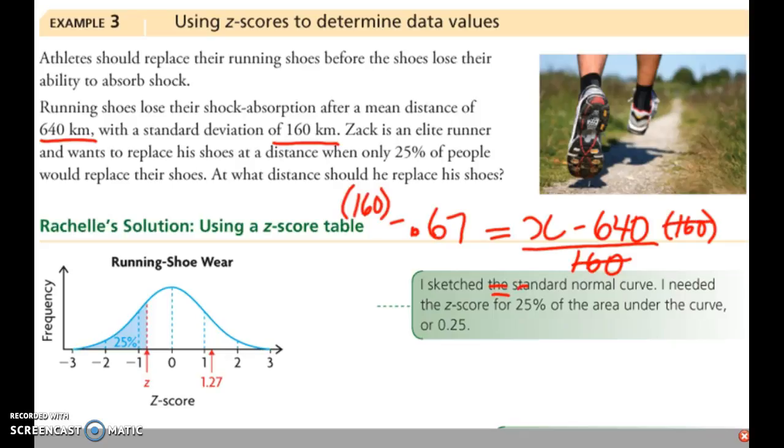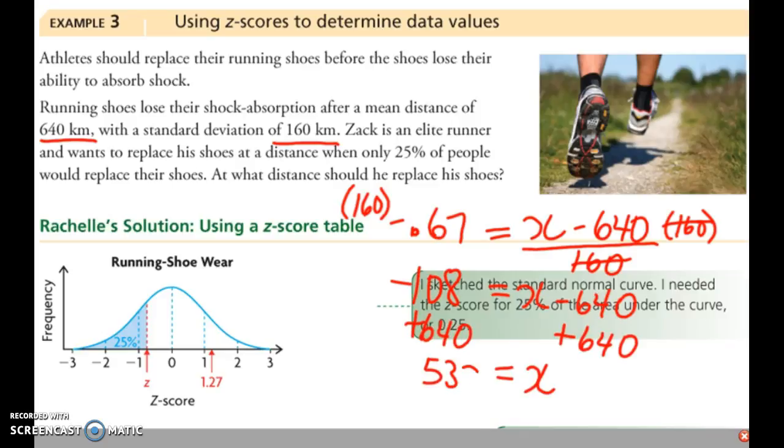So this is being undone, and we're left with 160 times a negative 0.67, which is negative 108, approximately. So then if we add 640 to both sides to get x by itself, you will get 532. So this information is telling us Zach should change his running shoes after 532 kilometers have been run.